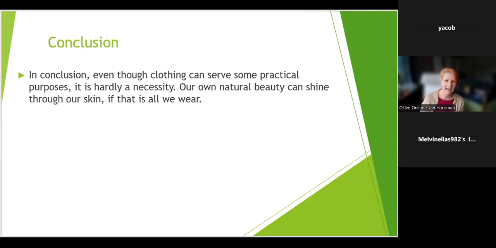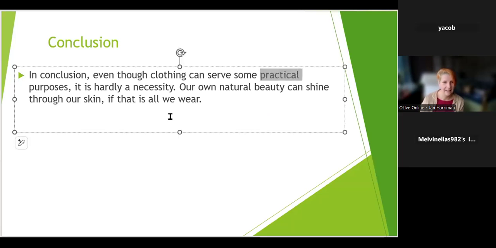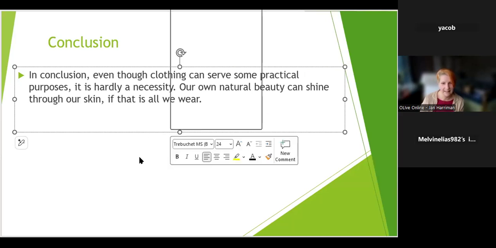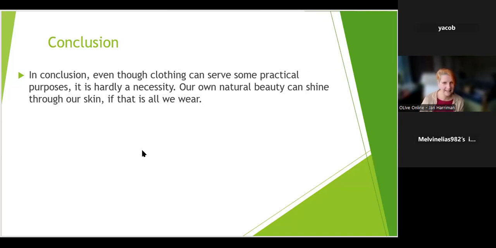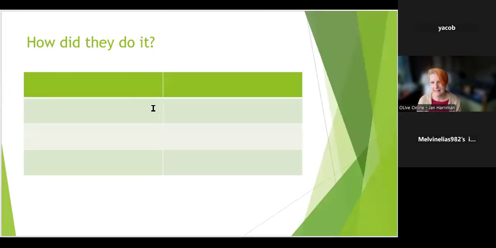So we've noticed that we've restated it can be practical. We don't consider it necessary, and we don't need it for looks. All right. So let's look at that. How did they do it? Okay, so what were the two paragraphs?